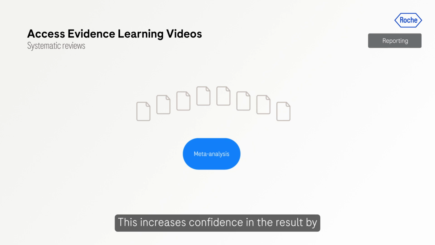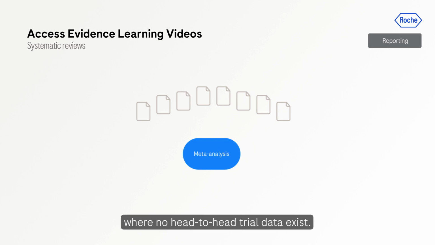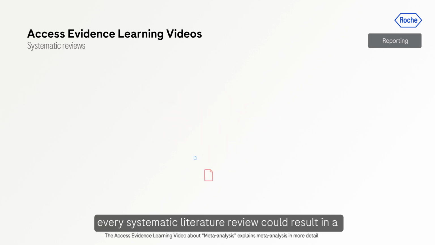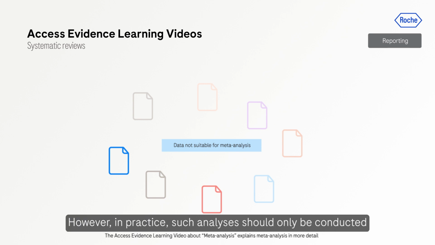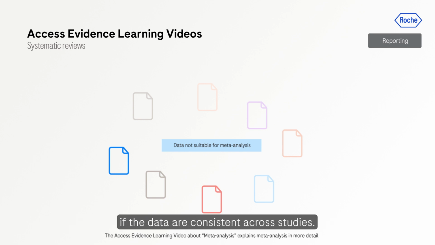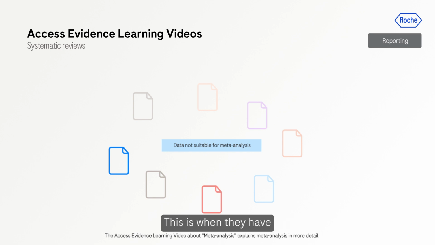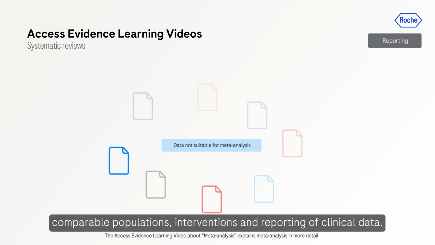This increases confidence in the result by analyzing all available data. Additionally, conducting a meta-analysis may allow a comparison of interventions where no head-to-head trial data exist. In principle, every systematic literature review could result in a meta-analysis or indirect treatment comparison. However, in practice, such analyses should only be conducted if the data are consistent across studies. This is when they have comparable populations, interventions, and reporting of clinical data.